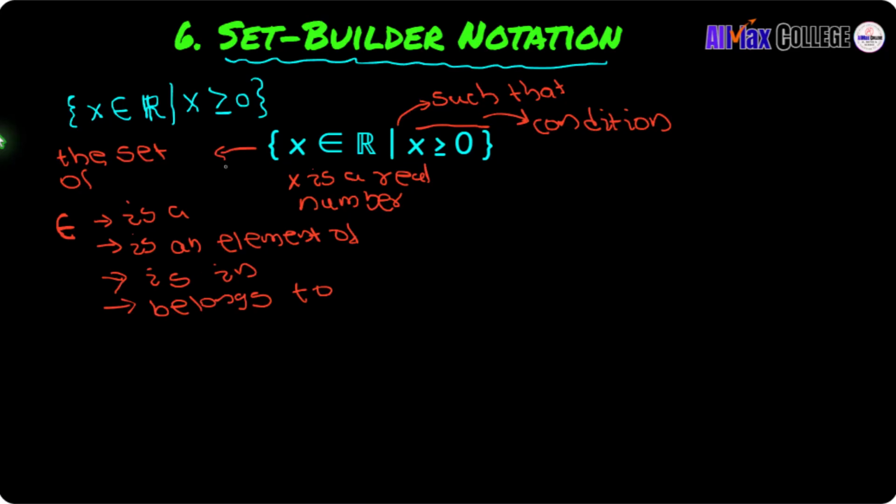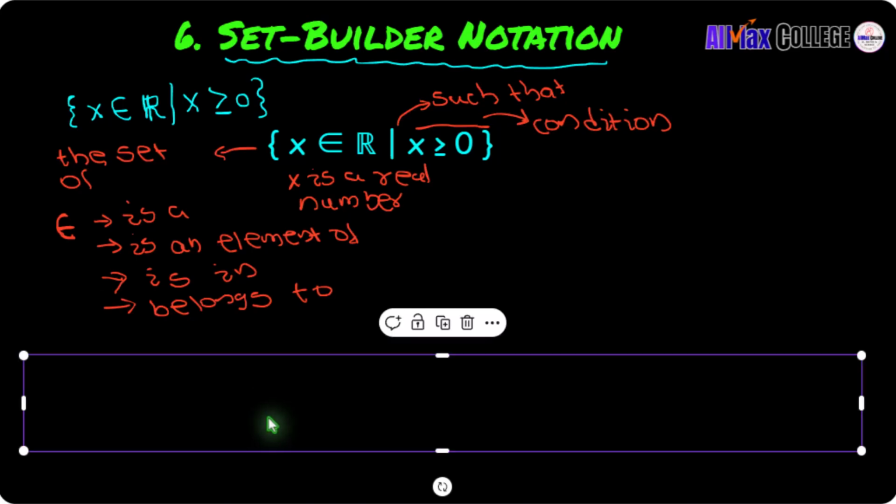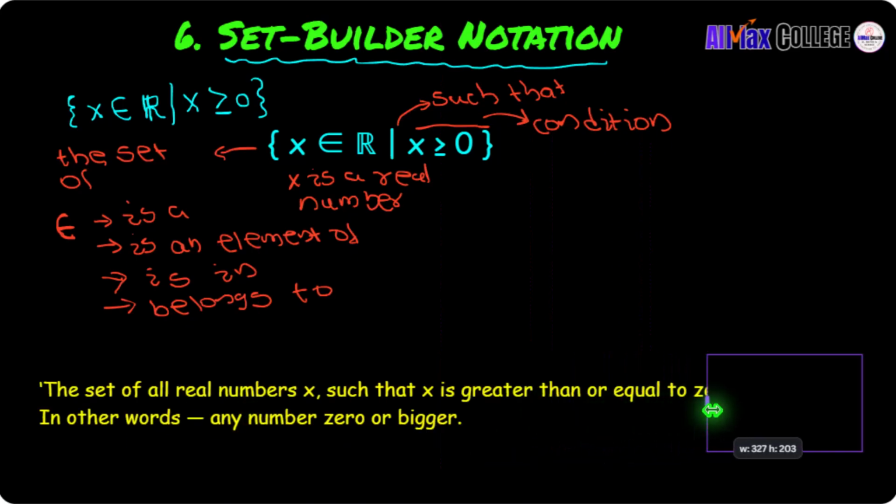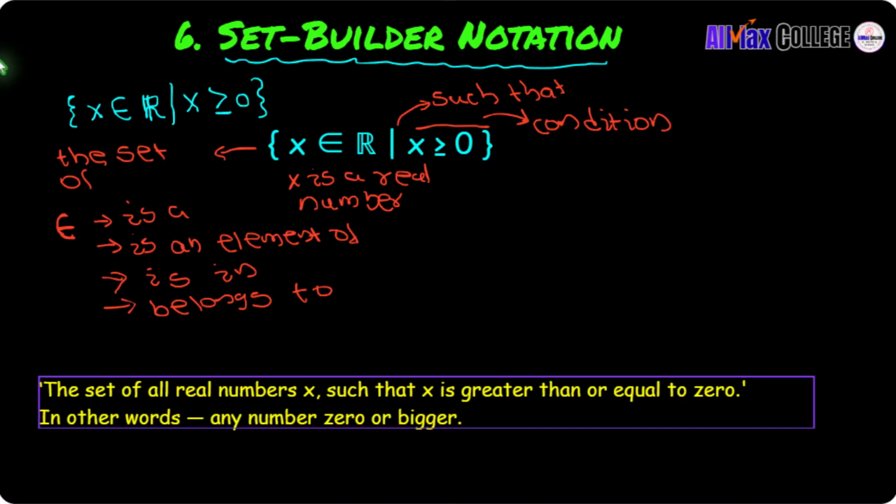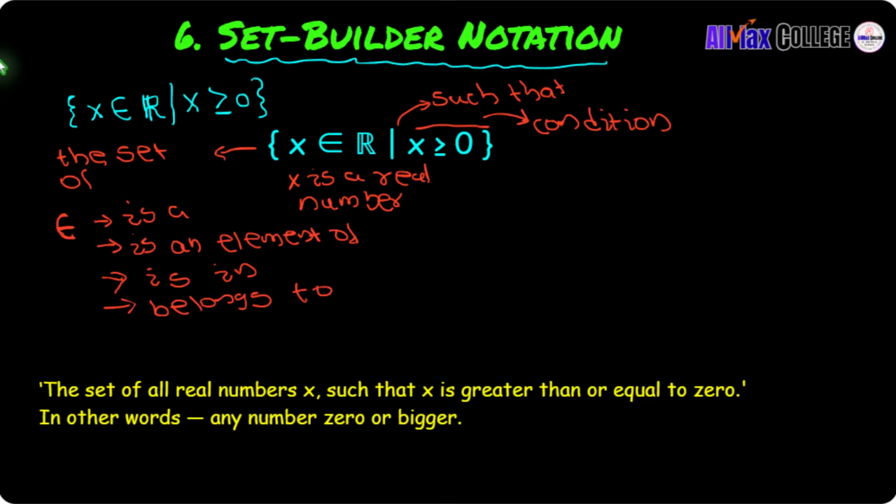So the whole thing reads as the set of all real numbers x such that x is greater than or equal to 0. In other words, any number 0 or bigger. So this is what it is in plain English: the set of all real numbers x such that x is greater than or equal to 0. In other words, any number 0 or bigger.